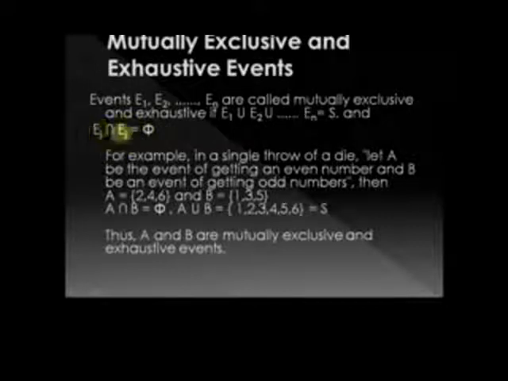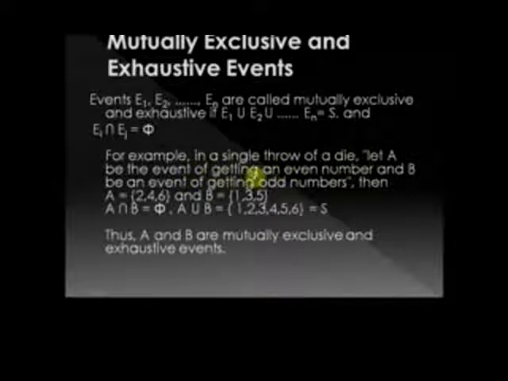This is the property of a mutually exclusive event, and this is the property of an exhaustive event. So the combined mutually exclusive and exhaustive events would be such that E1 union E2 union E3 and so on up to En would be equal to S, and the intersection of any two events would always be equal to phi.